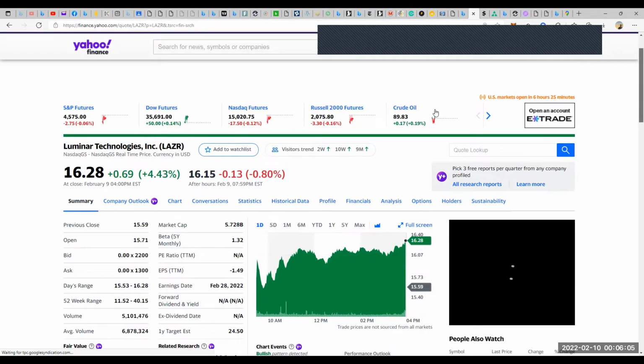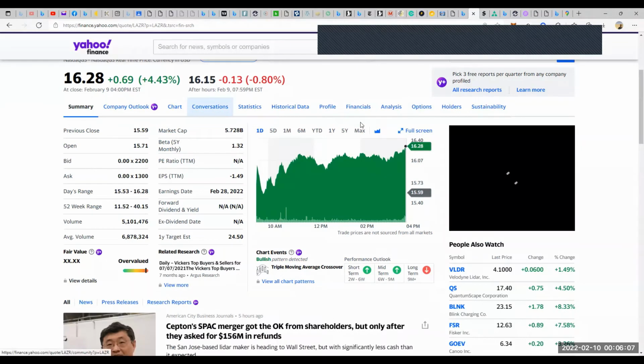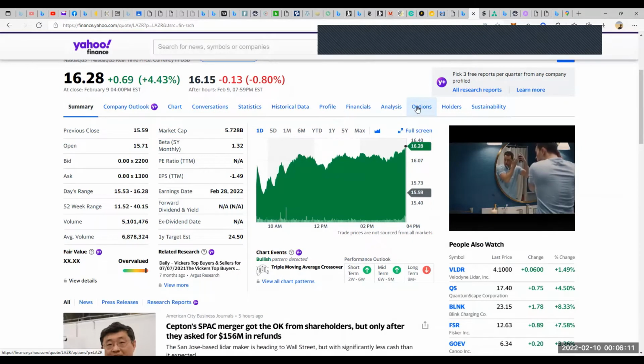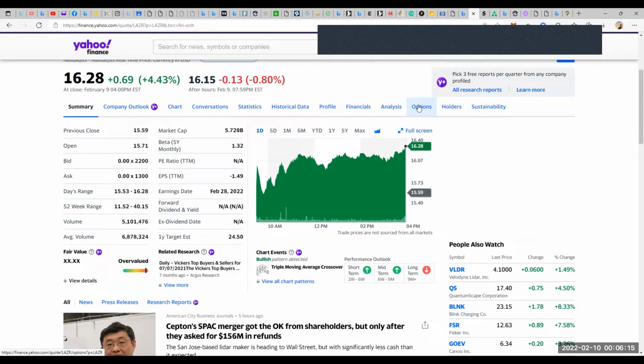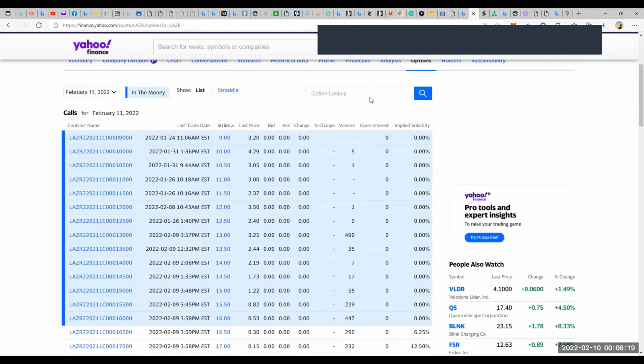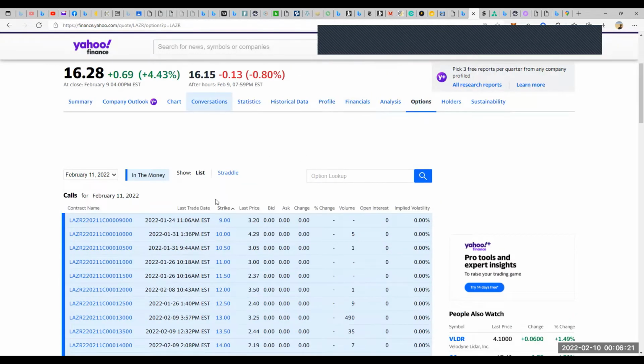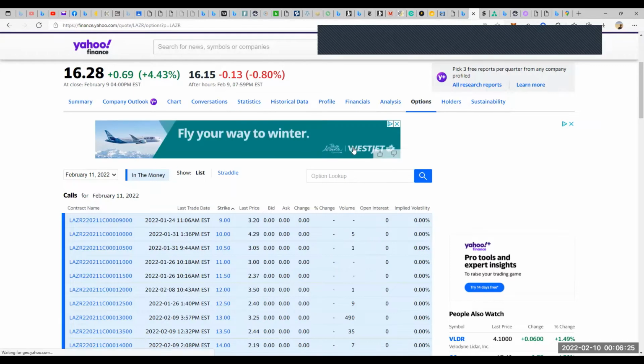So right there, it has a button, and some of the companies have options and some don't. If they haven't been on the NASDAQ or uplisted for at least 6 months, they don't have options yet. So not all companies, or if they're not a big enough company, will have options. So we're going to go to options. All right, now this looks really confusing, so we're going to go over a few things.